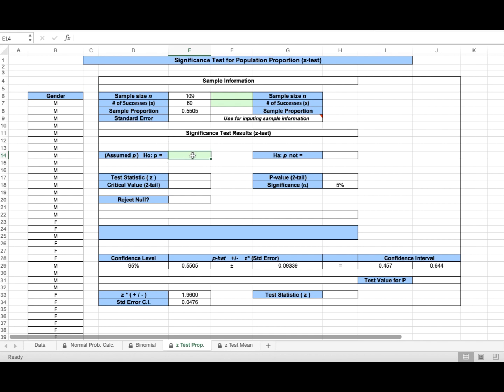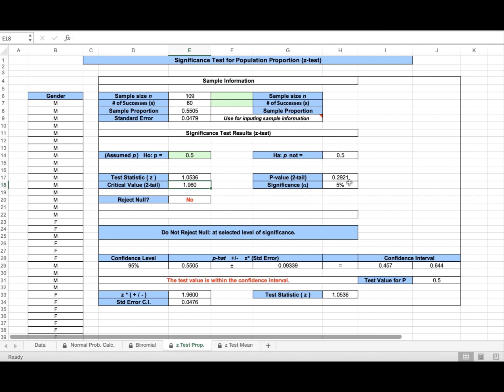Simply by inputting the test value or assumed value for p of 0.5, we can see our results. So our p-hat value of 0.5505 is 1.054 standard errors above 0.5. We can see that's nowhere close to the required 1.96 to achieve statistical significance.